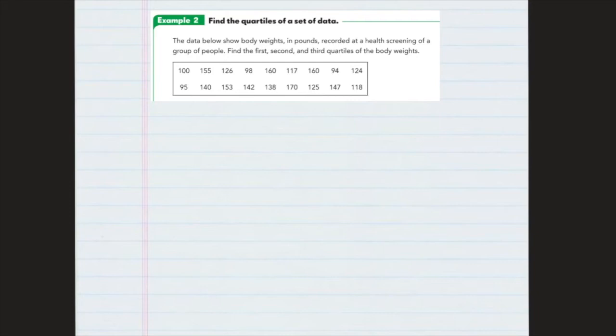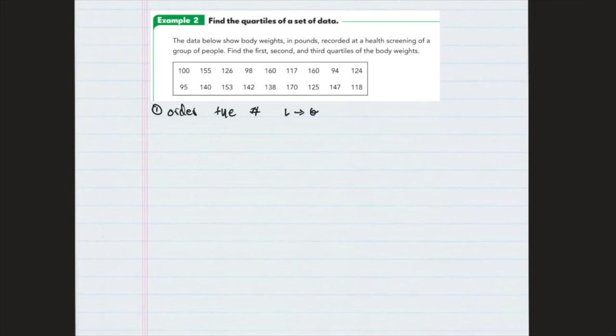Moving on to example 2, if we just go down the page here, find the quartiles of a set of data. It says the data below show body weights in pounds recorded at a health screening of a group of people. Find the first, second, and third quartiles of the body weights. In order to find quartiles, we have to first order the numbers, from least to greatest.